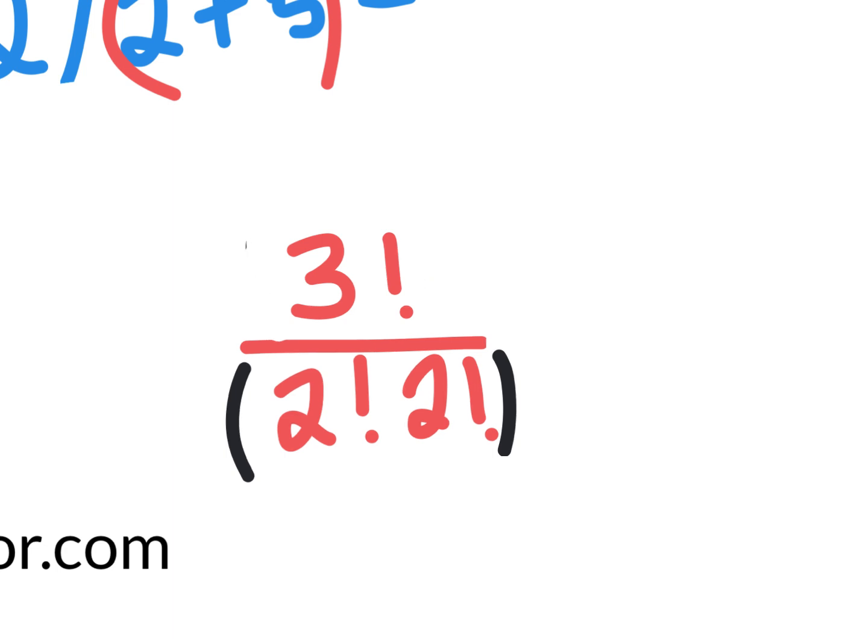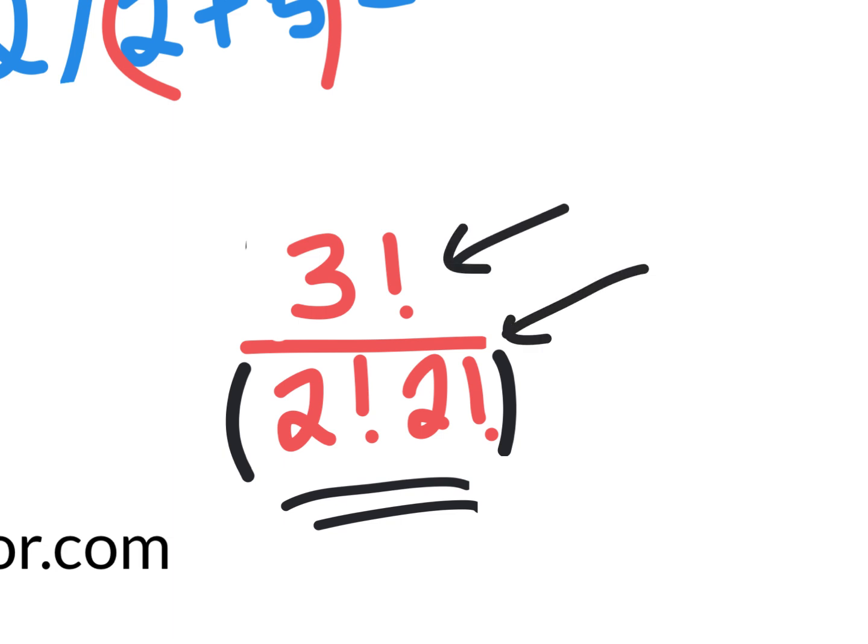That's to make sure that in the end, it does all of this first before you take 3 factorial and divide by that. All right, so bottom line, if you're in doubt on a fraction, put parentheses around the top and the bottom. And if it's a single number, you can just remember you won't need to put parentheses around a single number.